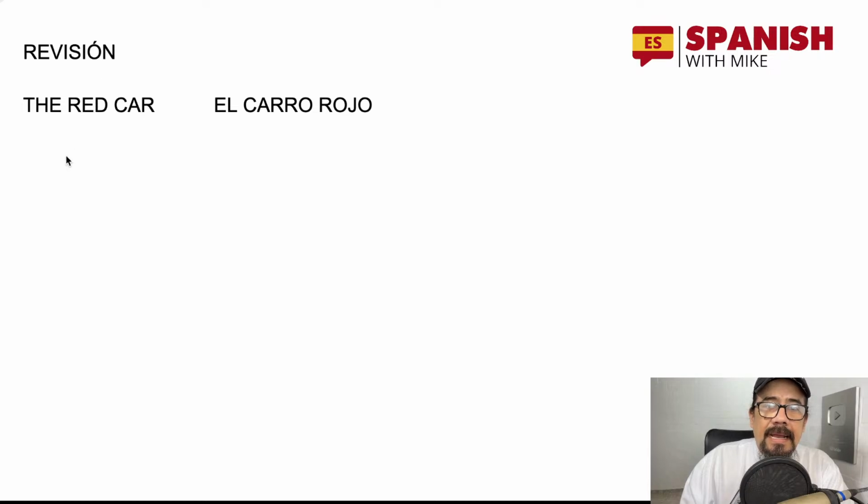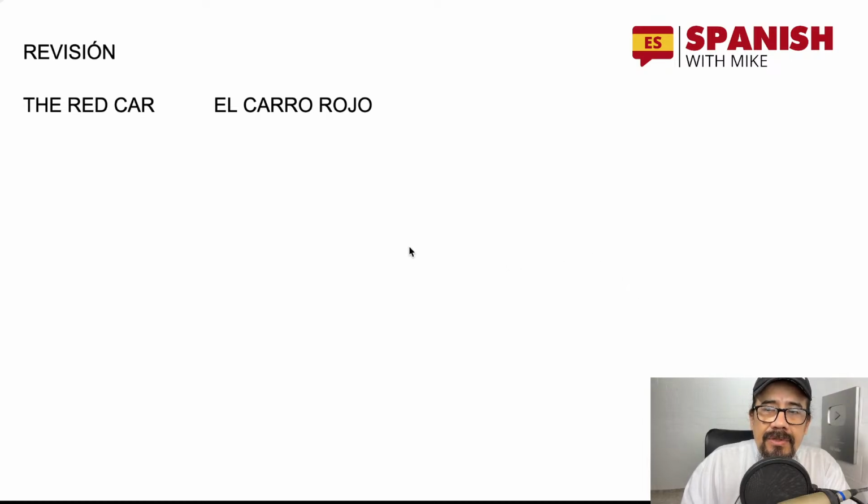Give me a second to share the screen real quick here. The red car, el carro rojo. So here carro is singular, rojo is singular, carro is masculine, rojo is masculine. So el carro rojo, gender agreement.